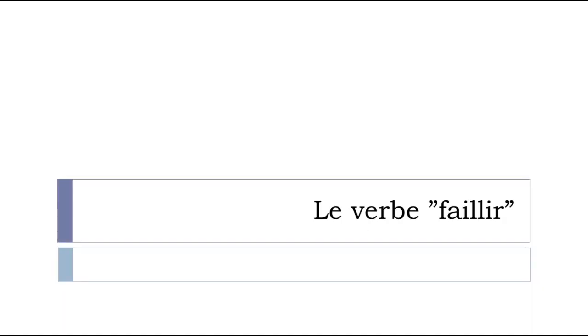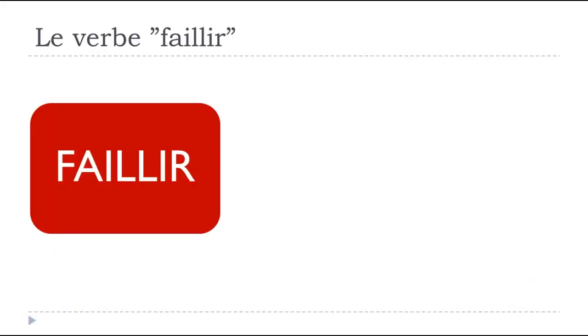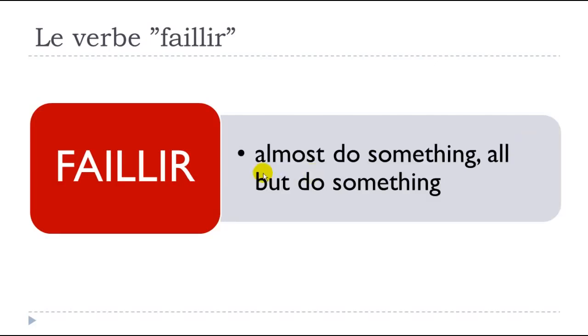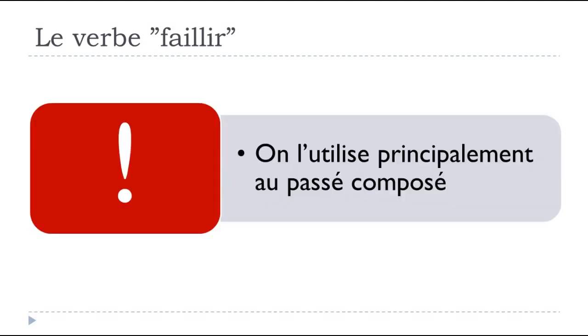Le verbe faillir. Okay, so we can start right now, and basically it's quite interesting because faillir is quite useful. It's a strange verb, you will see that in this lesson, but it is used quite much, and the meaning of faillir is almost do something or all but do something. The important thing to keep in mind is that it is mostly used at the passé composé form. On l'utilise principalement au passé composé.